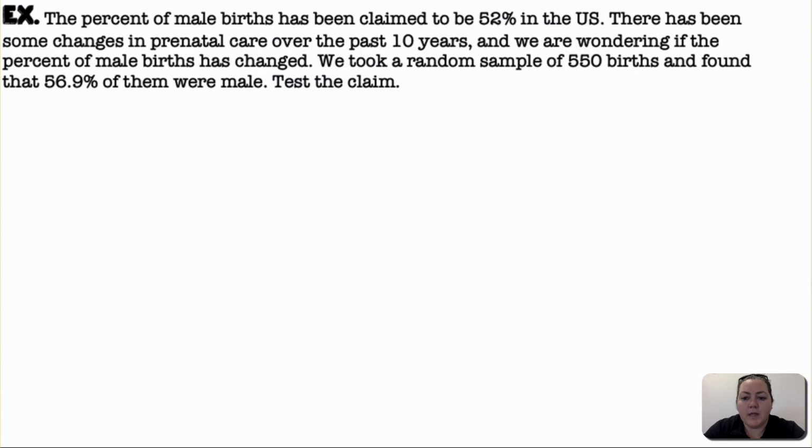All right, I would really love for you to give this one a try. This one is a little bit trickier because it gives you 56.9% and it doesn't tell you the actual X value. So you'll have to do 0.569 times 550 and then round up to get X. But go ahead and try it and then I'll go over it.